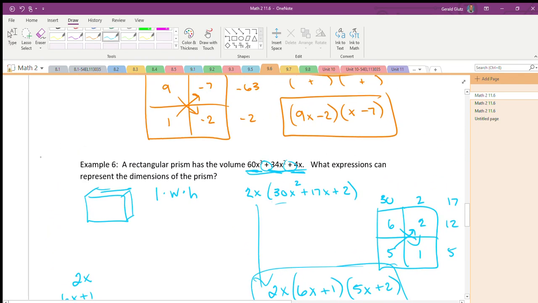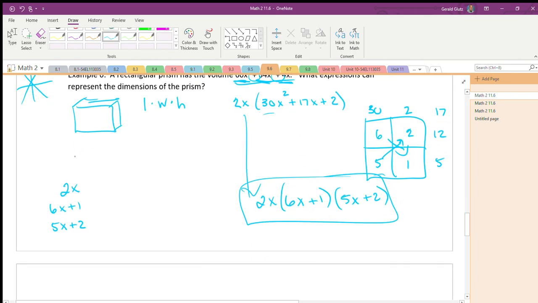So make sure you star this question. This question is very important. In fact, you have to know how to factor. This factoring is very important. But this question in particular, you're going to see it again.